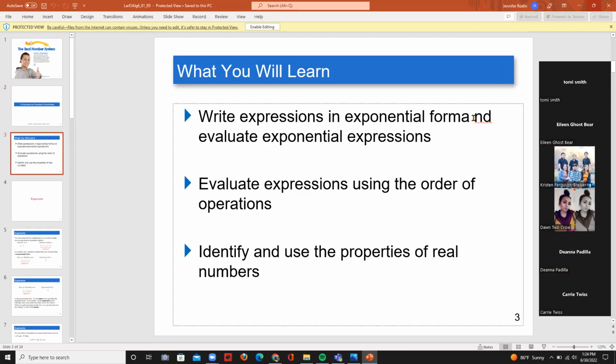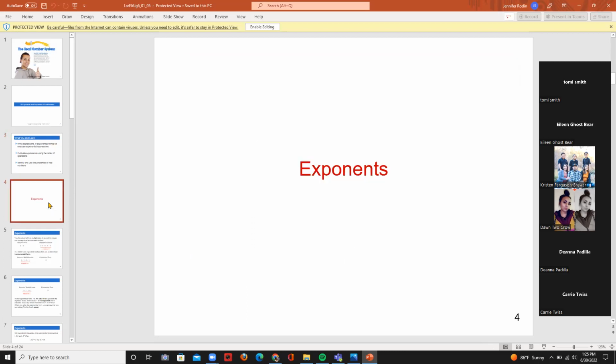What the heck? They've got a typo in here. Oh well. So we'll be writing in exponential form, which we started doing yesterday. Evaluate exponential expressions. Evaluate using the order of operations. And this part, identify and use the properties, it's not required, but I'll probably just skim through it so you see them and know where they're located. They'll come up again in chapter 2.